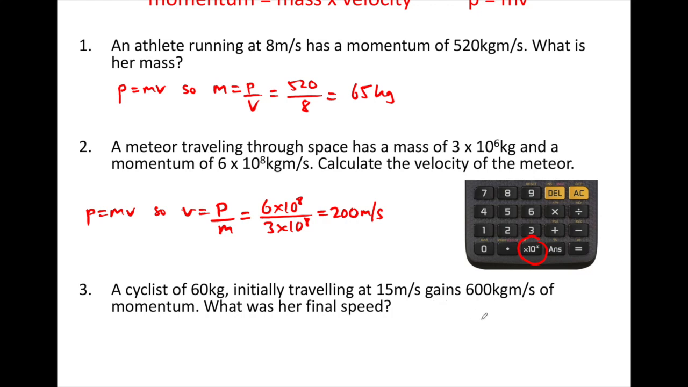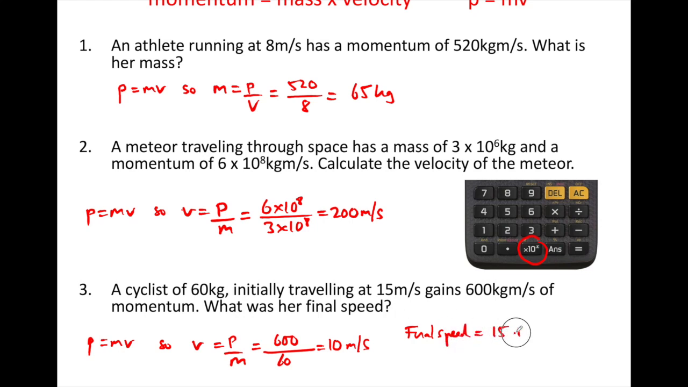The first thing we need to do is work out the increase in speed, which is related to this increase in momentum. Momentum is mass times velocity, so the increase in velocity will be momentum divided by mass, which is going to be 600 divided by 60, which equals 10 meters per second. So that's the increase in speed. The final speed will be your initial speed plus your increase in speed, which should give you 25 meters per second.